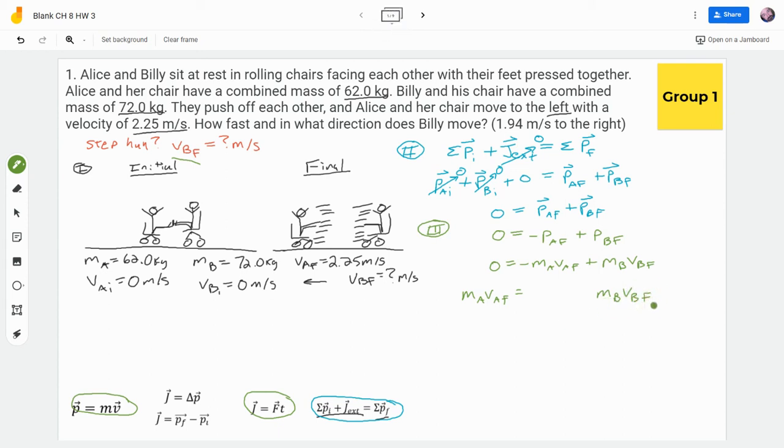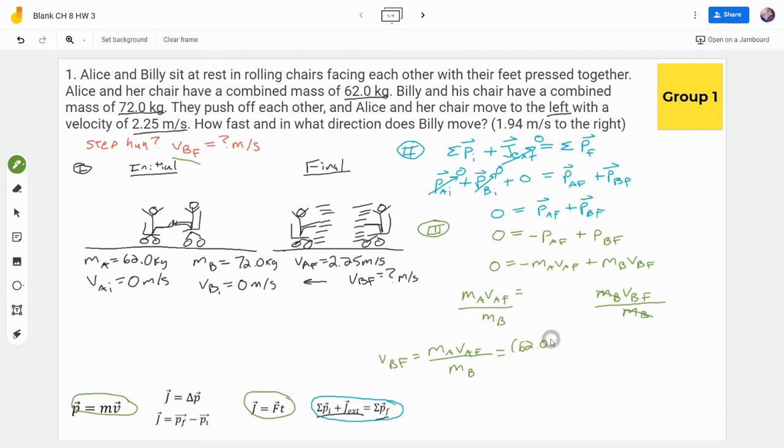Now to get the M sub B away from this term, I'm going to divide both sides by M sub B. So on the right side, the M sub B's cancel, and I only have V sub BF all by itself, which is what I want, and I've got this stuff on the left side. So now I will switch left and right, and I'm going to end up having V sub BF is equal to M sub A, V sub AF over M sub B. And I know what all of these numbers are, so I just have to plug them in and do the calculator work. M sub A, that's 62 kilograms.